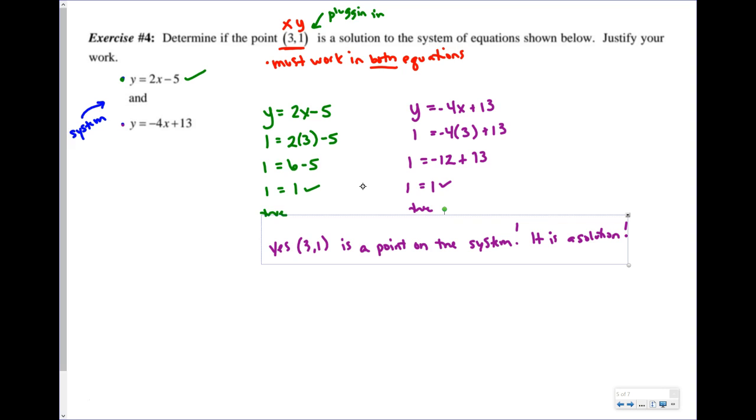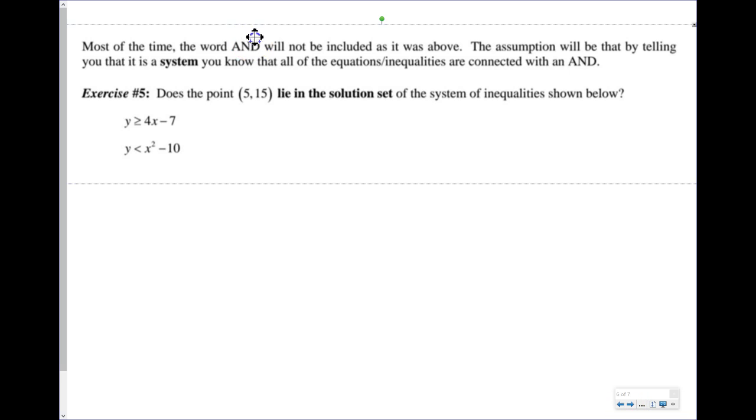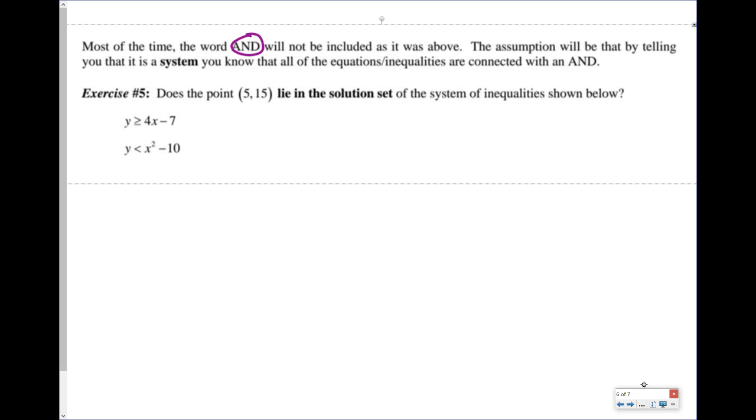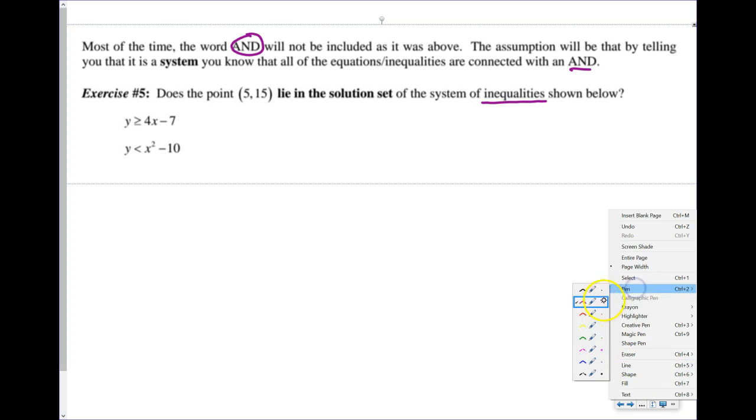Okay? Now, it's important to keep in mind that most of the time the word and will not be included as it was above. So see how this says and right here? Usually that won't be there. Usually it'll just have the two equations right next to each other, and that'll be called a system. So the assumption will be that by telling you it's a system, you automatically know that the and is just automatic. It's like knowing that there's always a plus sign in front of a number even if there's not one. So exercise 5 now is saying, does the point (5, 15) lie in the solution set of the system of inequalities? So the same exact idea, except now we have inequalities, but we solve it the same way.